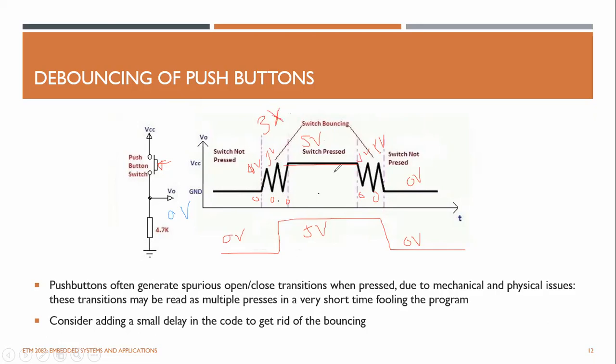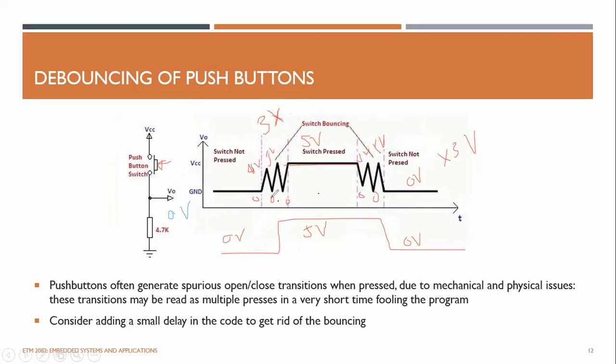Okay, so if someone releases it again, you will see 0, 0, 0. 3 times someone has released it, but that is not the case, right? So this kind of bouncing effect is troublesome in some applications. Mechanically you can't do anything. Well, you can do something, but it will be complicated.